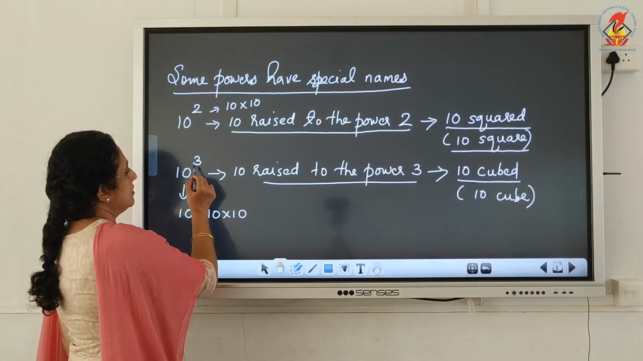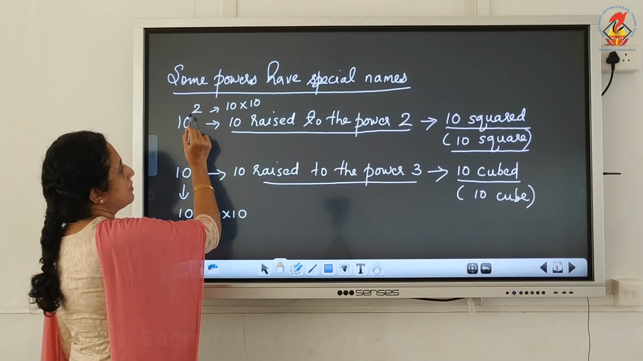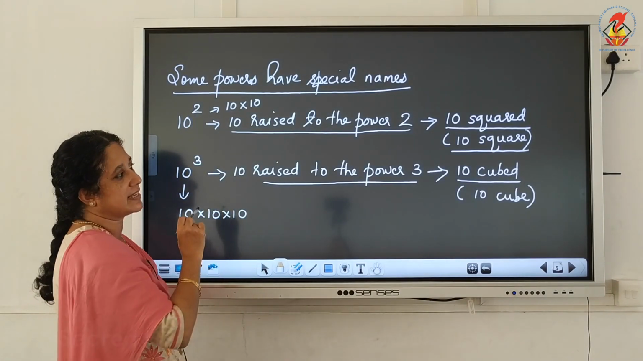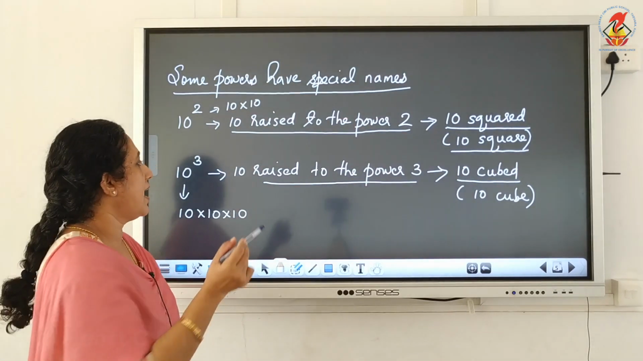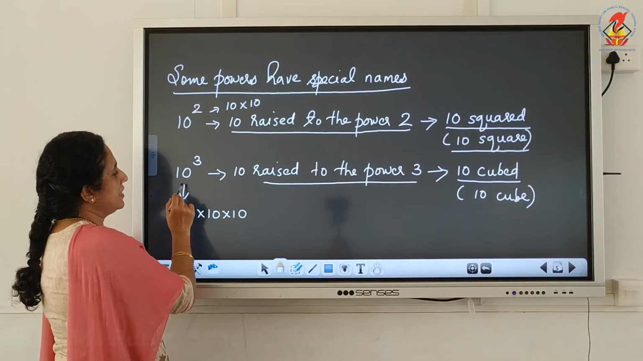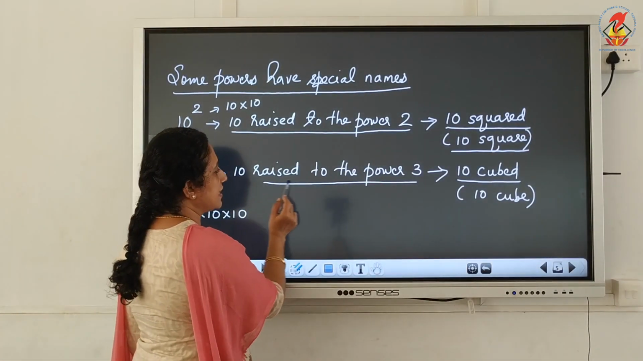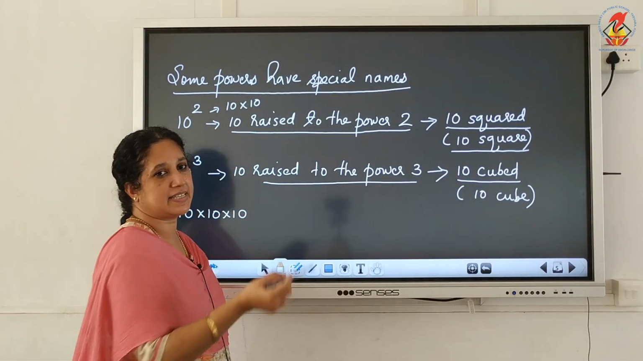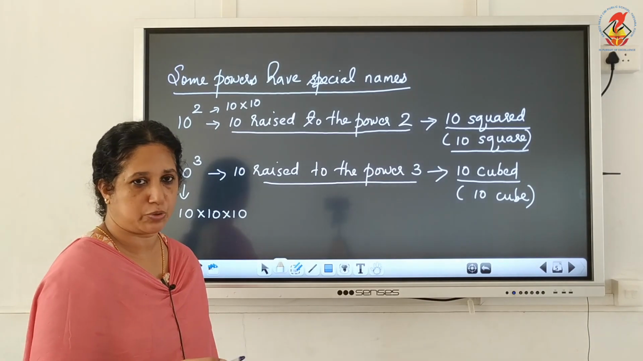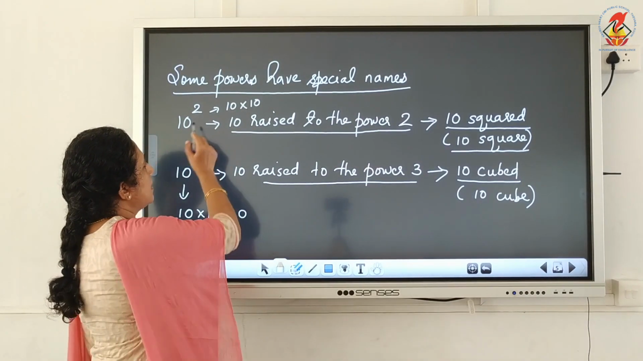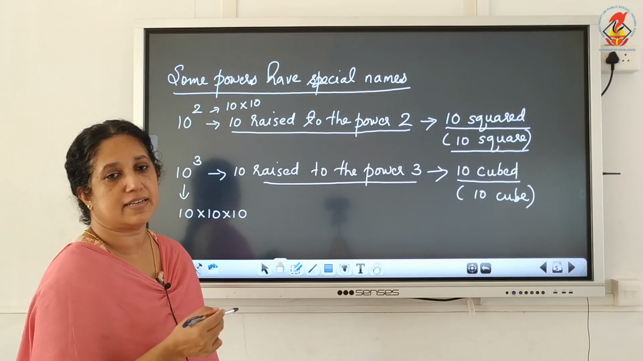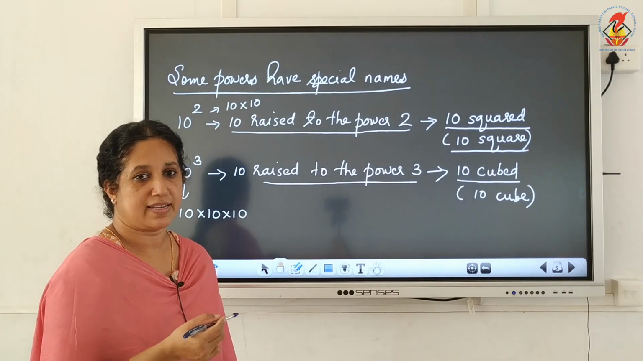Similarly, if the power or exponent is 2, we can say it is 10 squared. And if the power is 3, we can say it is 10 cubed. So no need to say 10 raised to the power 3. We can say it is 10 cubed or 10 cube. Similarly, when the power is 2, we can say 10 squared or 10 square.